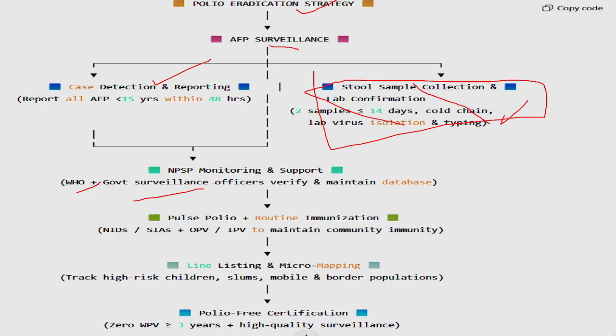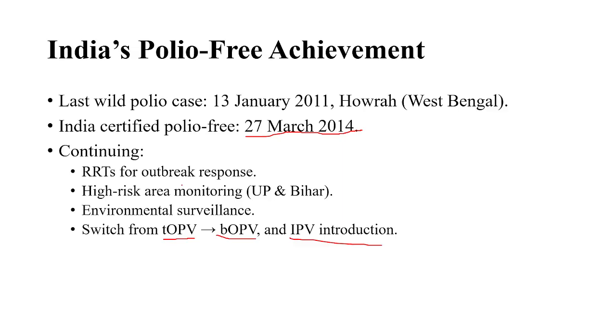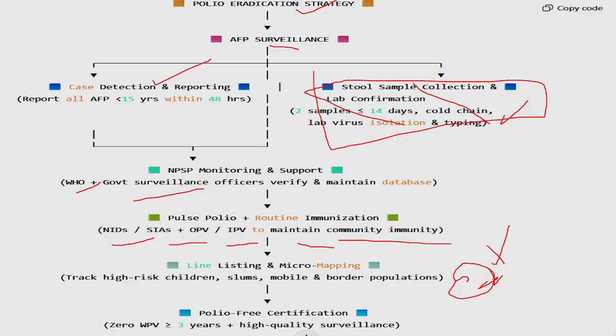Then I have pulse polio and routine immunization. I have NID, SNID, OPV, IPV to maintain the community immunity, the herd immunity. I have line listing and micro mapping, which is to track how the program is working, how many cases, and so on. Once we have done with this, we have managed everything. We went towards polio-free certification and we were declared polio-free on 27 March 2014, and now high-quality surveillance is still done to see if there are new cases.